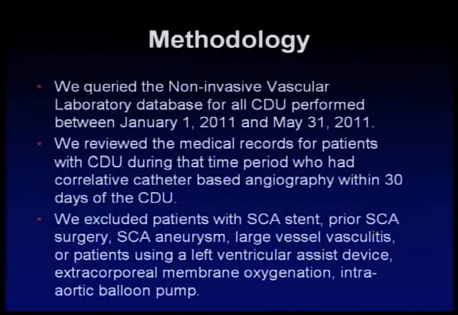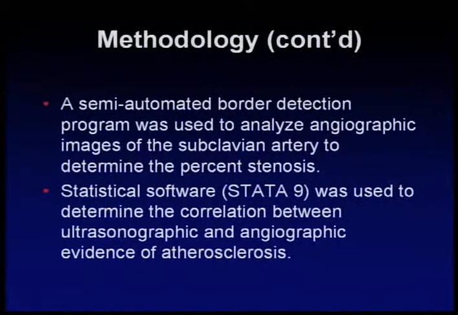Our exclusion factors were subclavian artery stents, prior subclavian artery surgeries, subclavian aneurysms, large vessel vasculitis, LVAD, ECMO, and IABP. We then used a semi-automated border detection program to determine the percent stenosis of the subclavian artery. Statistical software found the correlations.